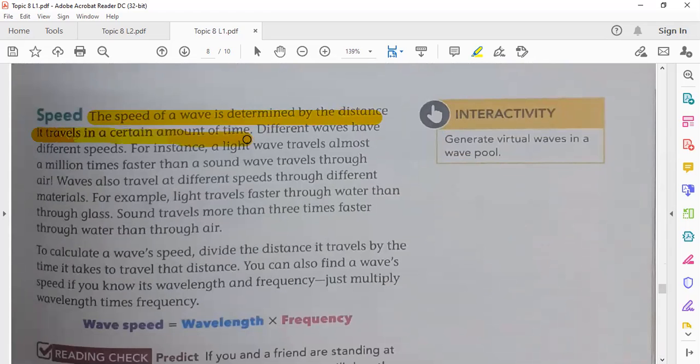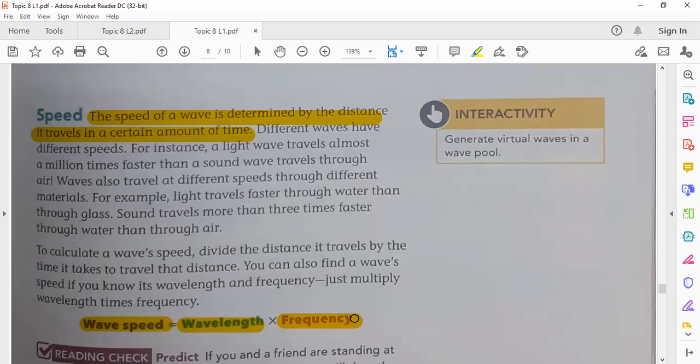Like the speed of a car. When we say the speed of a car is 80 kilometers per hour, that means the distance it travels in a certain amount of time. The same thing for waves. The distance the wave travels in a given amount of time is called its speed. But you will see that wave speed can be calculated. Wave speed can be calculated by multiplying its wavelength times its frequency.